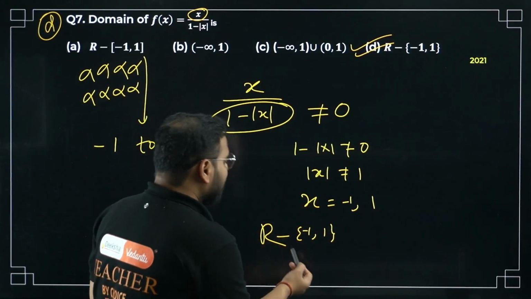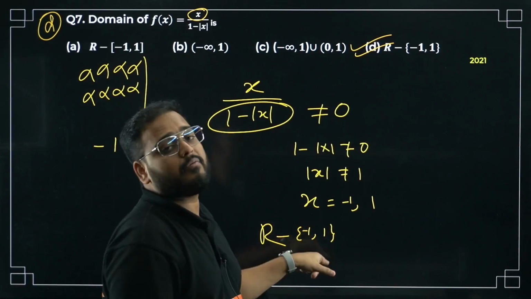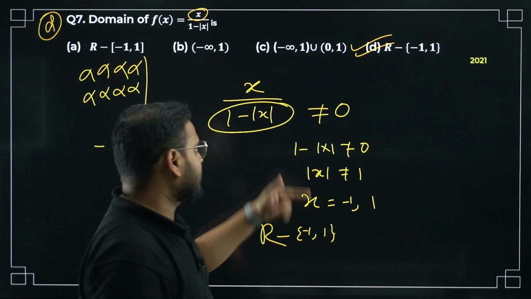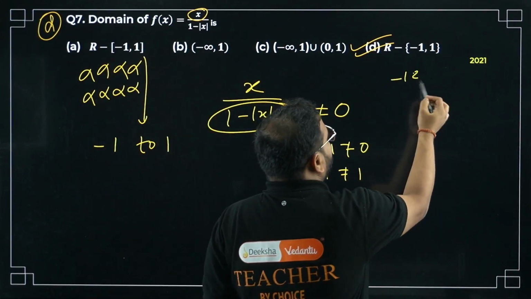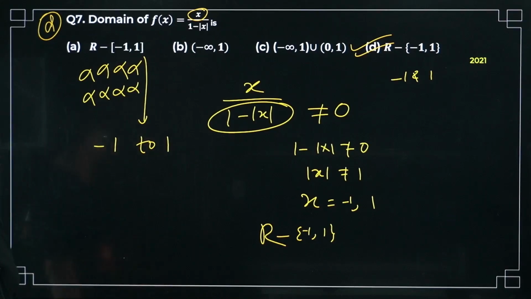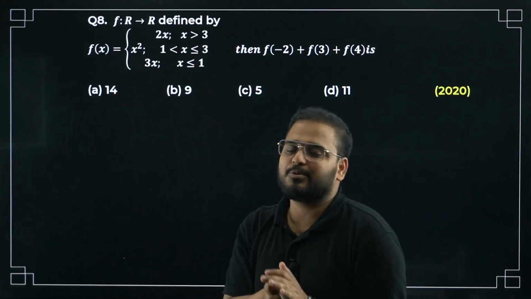It means individual values. So that's why minus 1 comma 1. Minus 1 and 1 you have to remove, not from minus 1 to 1. This is the difference, okay? So option D is correct, option A is not. I hope you are clear with this. Moving on to question number 8. 7th is clear, right? Let me know in the comment section.